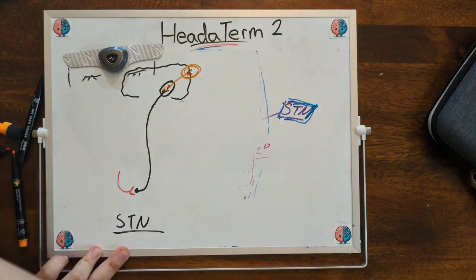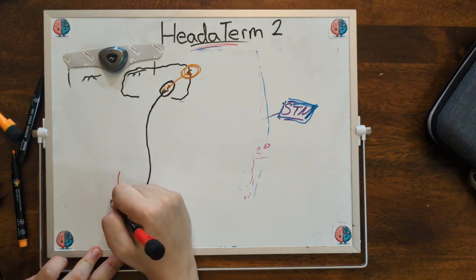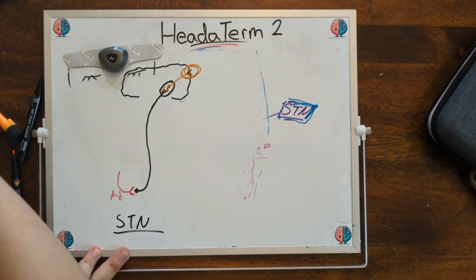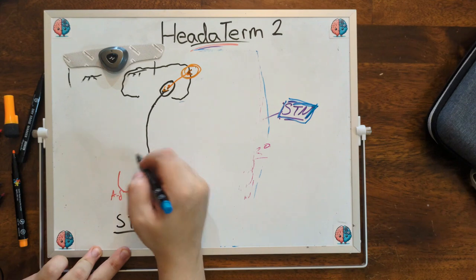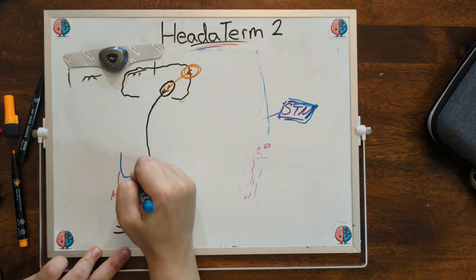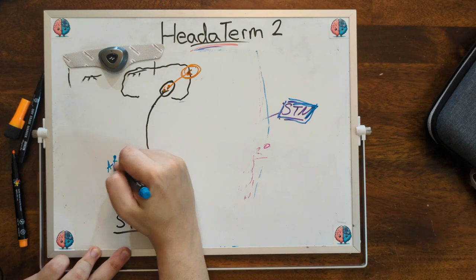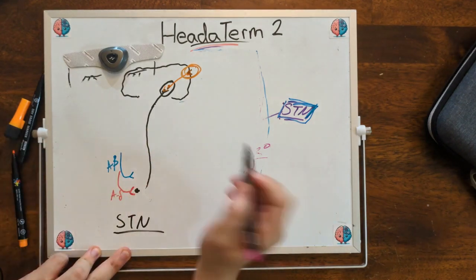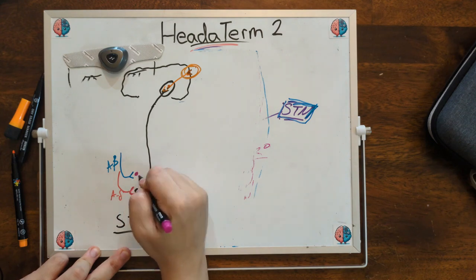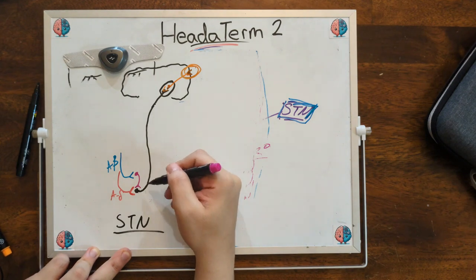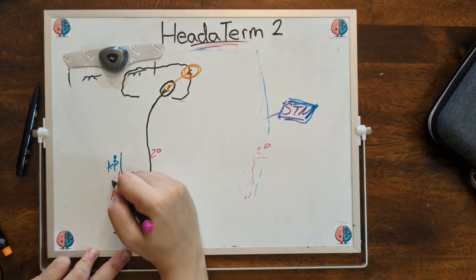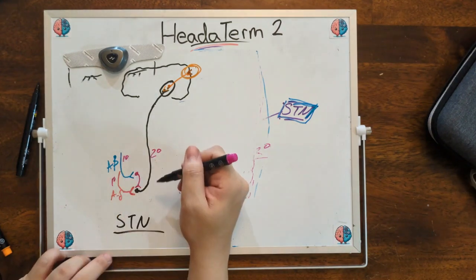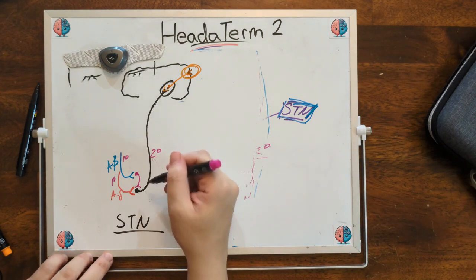Now, let's say this is an A delta fiber right here. And I said some A beta fibers also go to the STN. So these A beta fibers actually trigger inhibitory interneurons, and these interneurons use neurotransmitters like GABA. So this is a second order neuron, and this is a first order neuron. These interneurons dampen the activity of the pain transmitting secondary neurons.